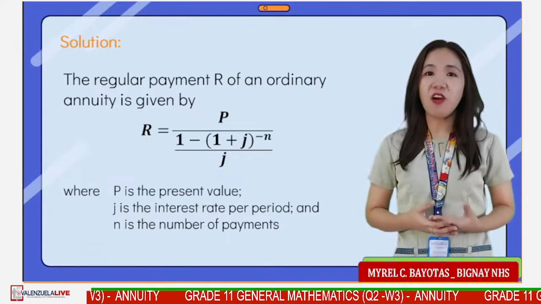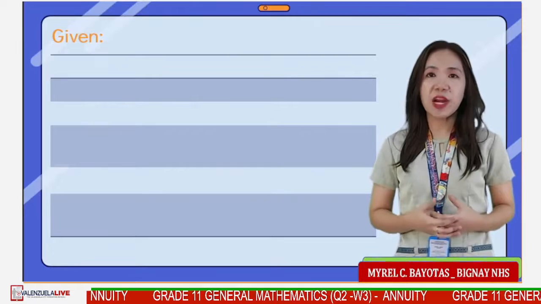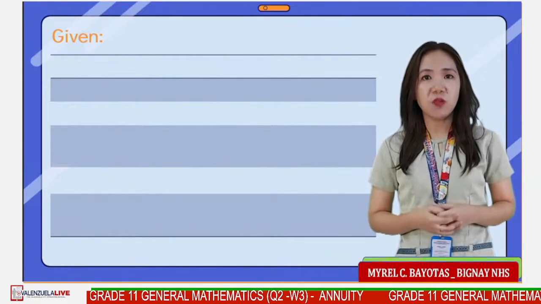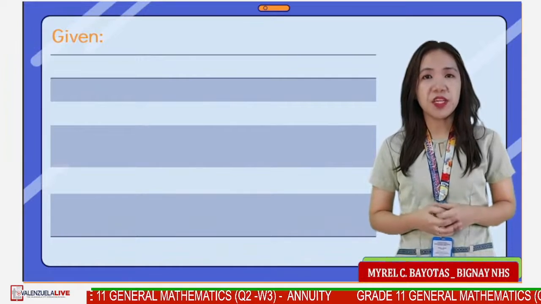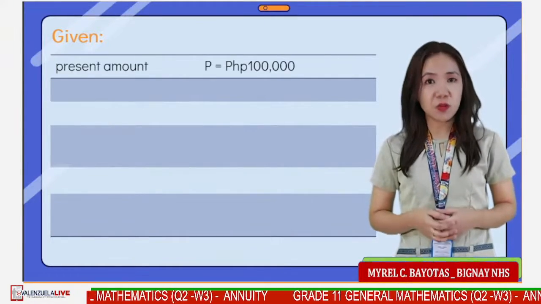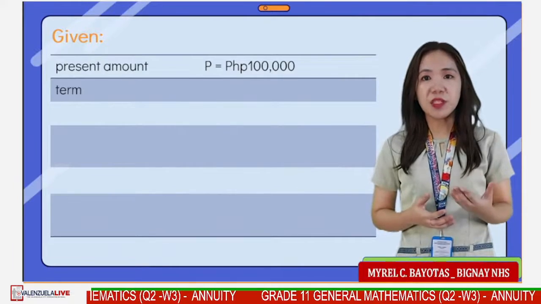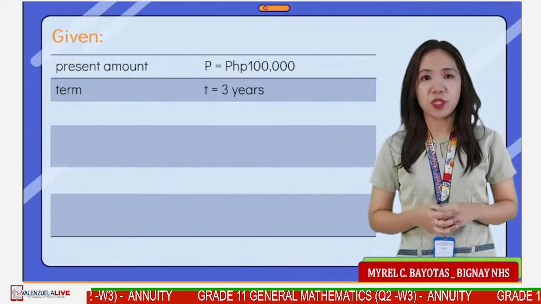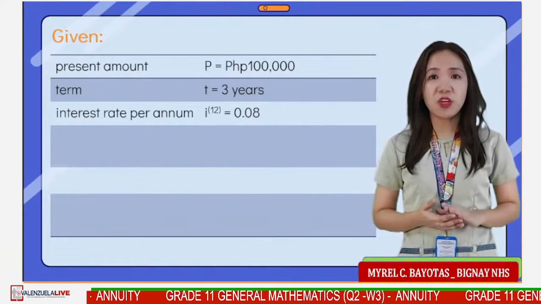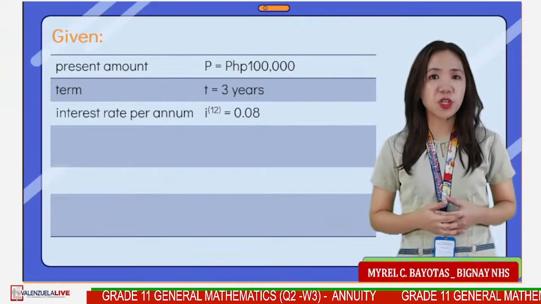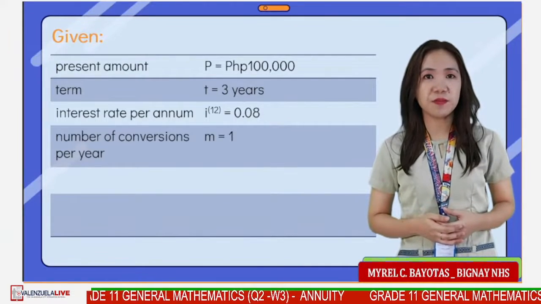Now let's write all the given. Since Paolo borrowed 100,000 pesos, that will be P equals 100,000. He agrees to pay it for 3 years, meaning T equals 3. The payment interest is 8%, that is I equals 0.08. Since it will be compounded annually or once a year, the number of conversions per year is M equals 1.